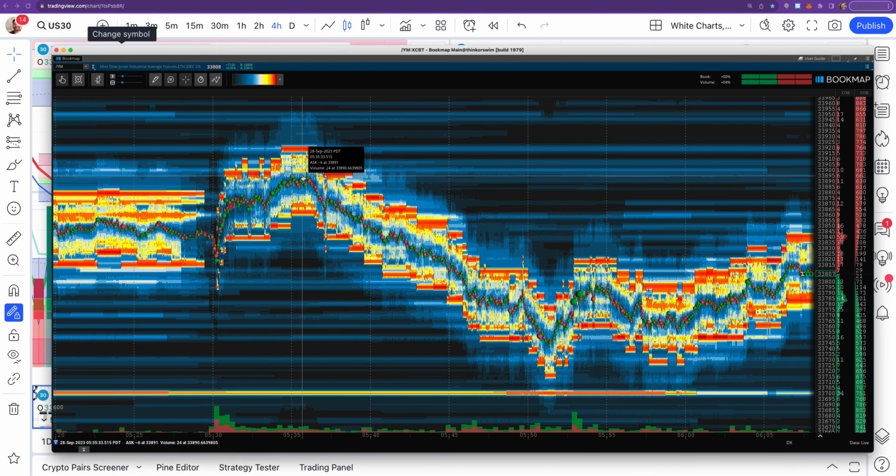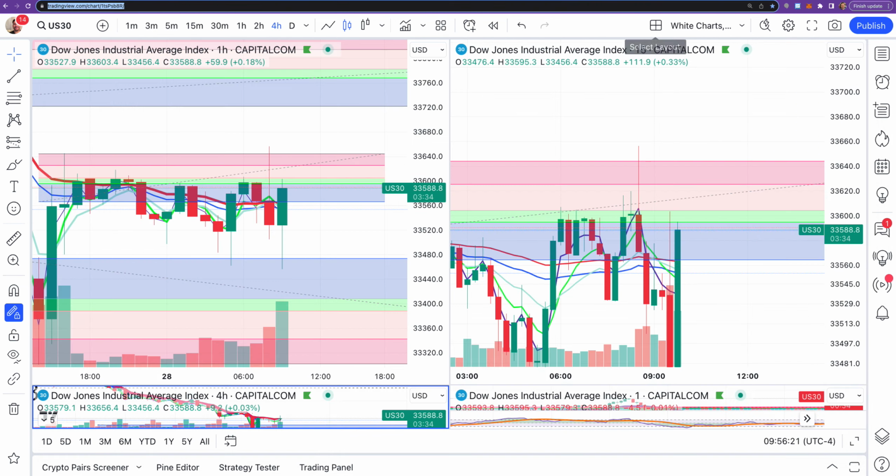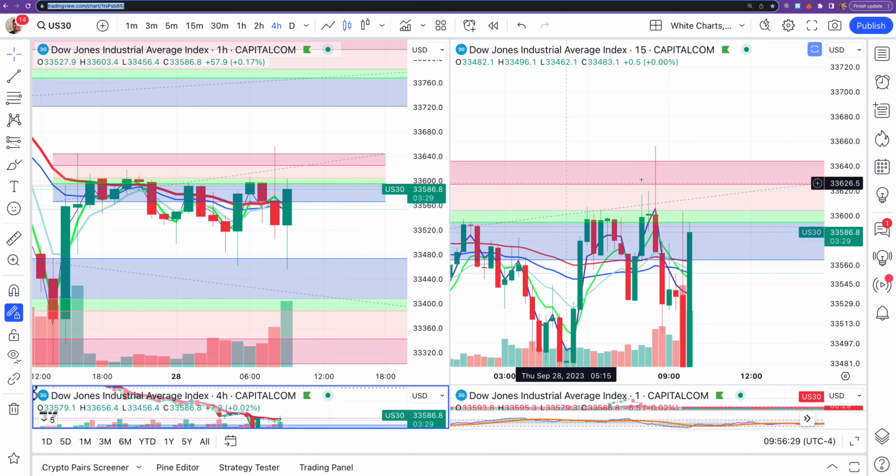Happened right here. So I put in a little double top, and then boom, a very strong move down, and then it just kind of ran down 100 pips. I think it was 100 pips. It might have been more than that, actually.